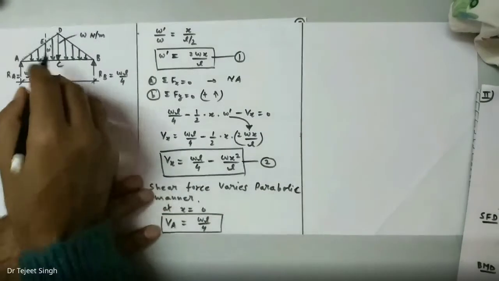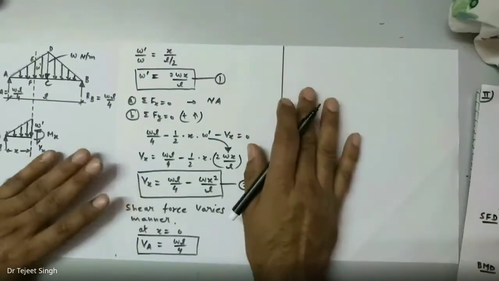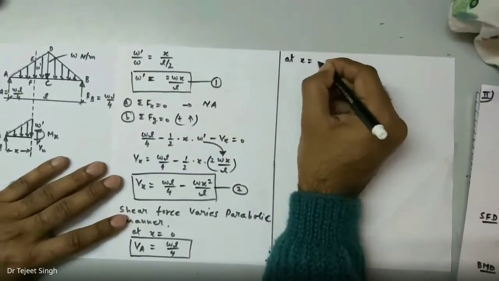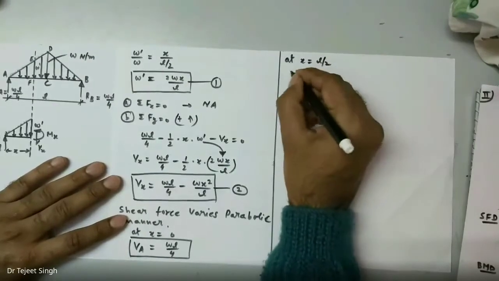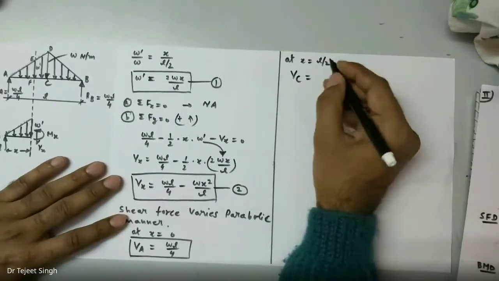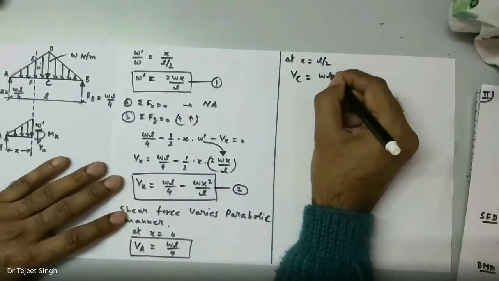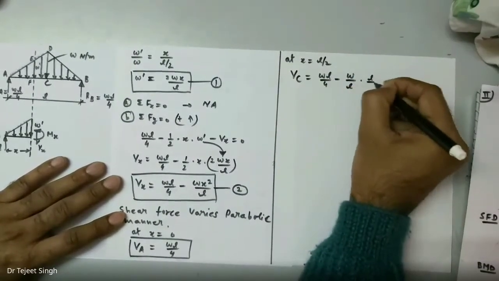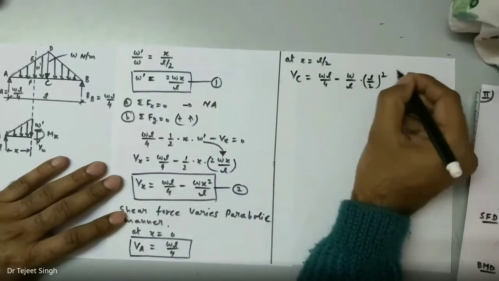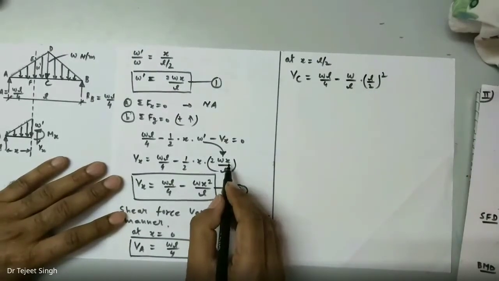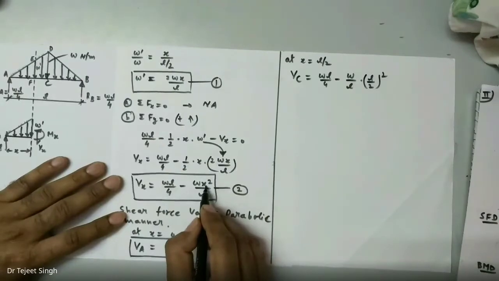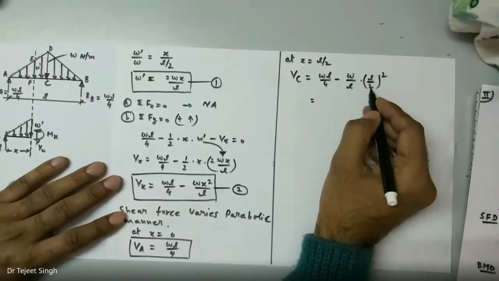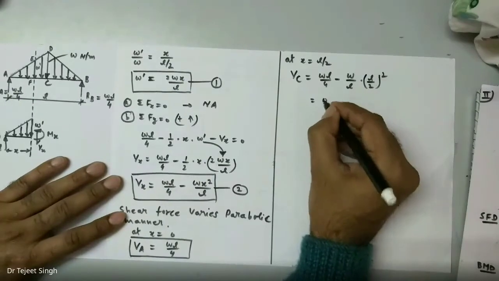Then I calculate at the center. At x equal to L/2, we see that is at center, WL/4 minus WL into L/2 का स्क्वायर. सो यहाँ पे x की वैल्यू मैंने L/2 पुट कर दी है, तो इसका स्क्वायर हो गया. सो दिस कम्स आउट टू बी L²/4. राइट, L will cancel, you get 0.